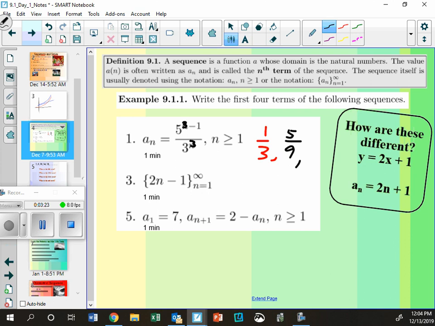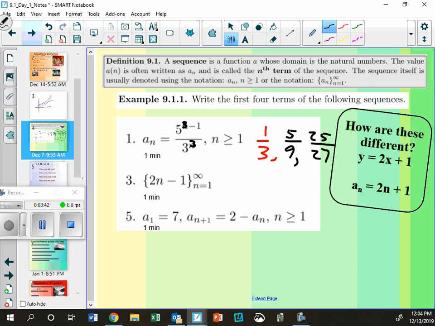5 to the third. Oh wait, 5 to the 3 minus 1. 5 to the 2, which is 25 over. Keep going. 27. Thank you. So 25 over 27. Now that is a sequence.